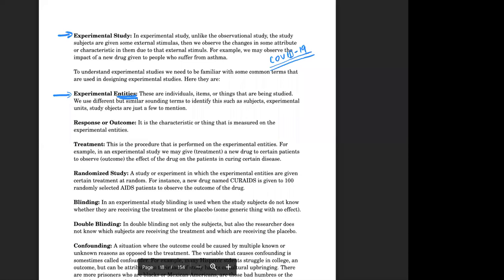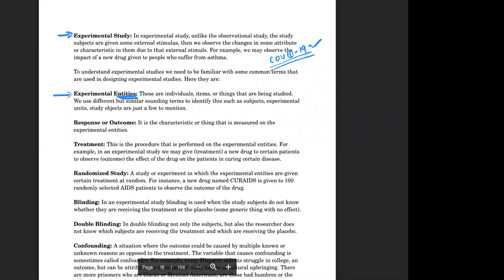In case of a production line, an item that is being produced, that could be an experimental entity. So depending on what context and what circumstance you're dealing with, your experimental entities could be different. In case of COVID-19 vaccines, it's humans. In case of electric car, it could be an electric car, or experimental entities could be the batteries you are talking about, right?